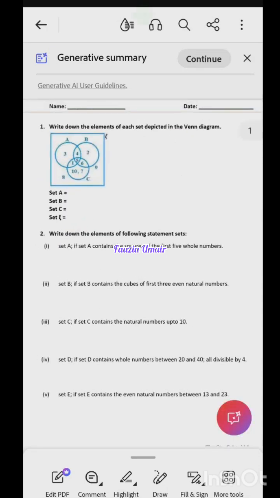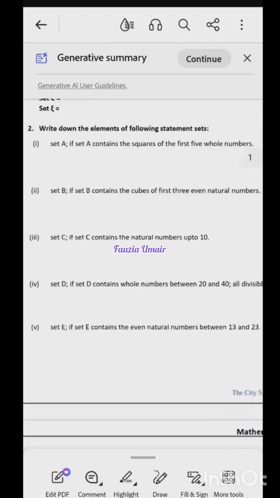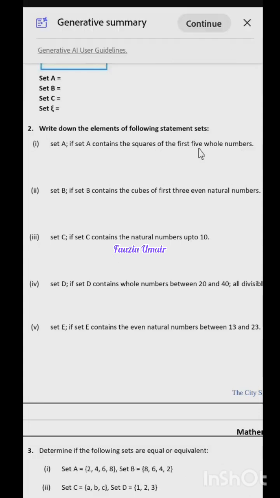So we are going to do the second question. First question I will do with you when we do Venn diagrams, right? So the second question is: write down the elements of the following sets. The set is given in word form, and you have to write it in element form, right? So set A contains the squares of the first 5 whole numbers.